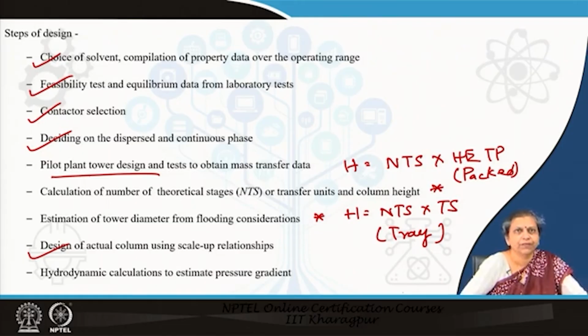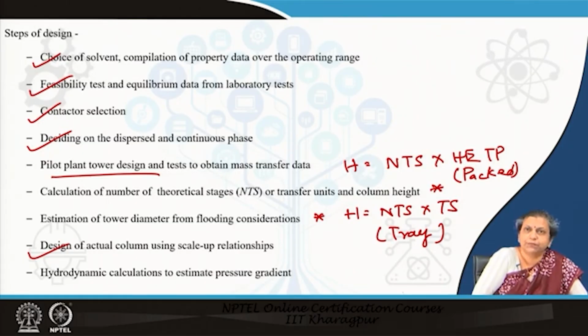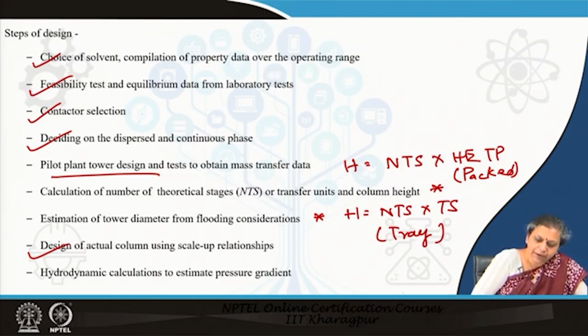flooding considerations. Now, regarding tower diameter, you are already aware how the tower diameter is decided for sieve tray and packed columns in the case of vapor liquid and gas liquid contacting. These are based on the flooding considerations, or designed based on the maximum mass flux of the vapor under flooding conditions, or the volumetric flux of the vapor under flooding conditions. We will find that in this case it is slightly different. We will find what is different and why the difference has to be taken into account.